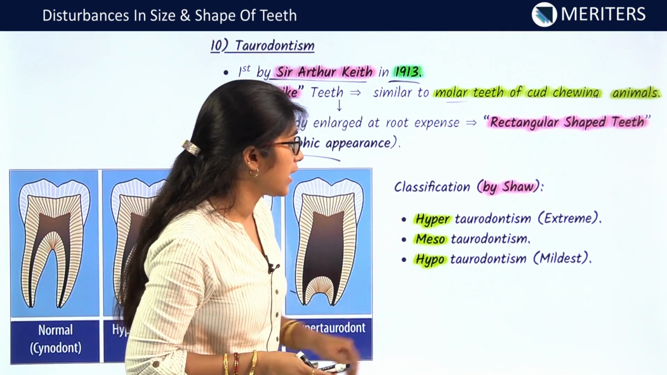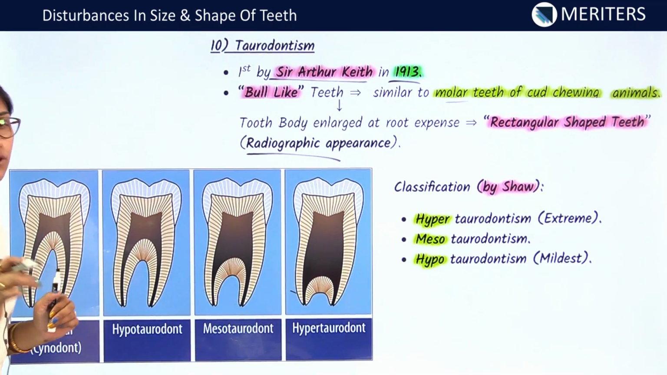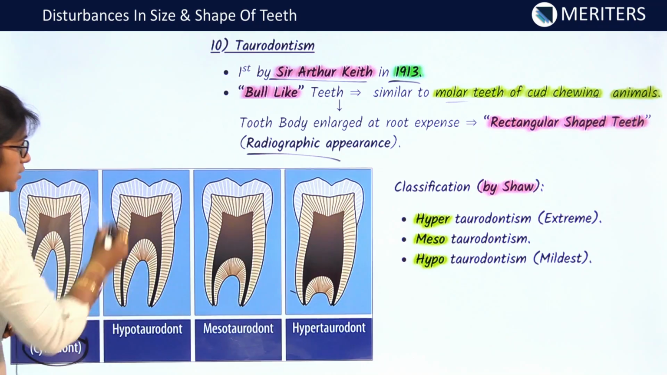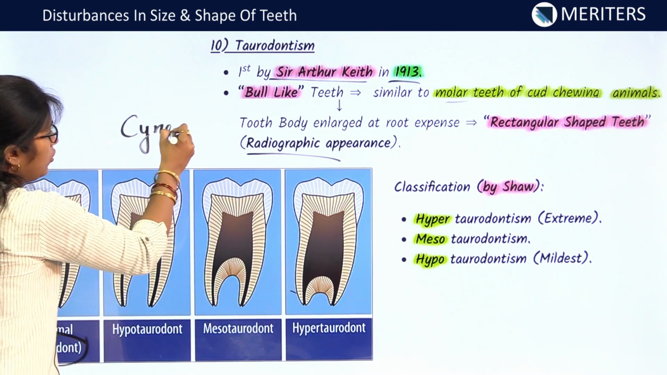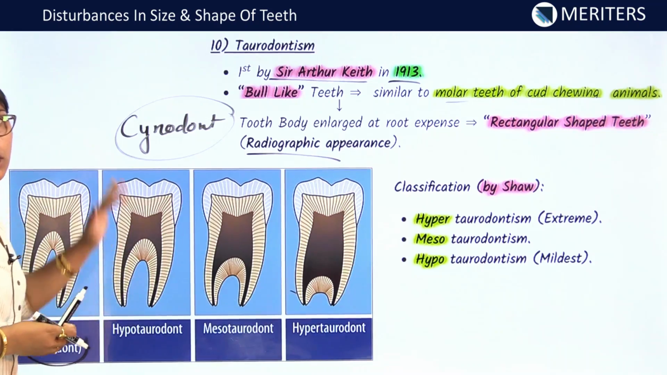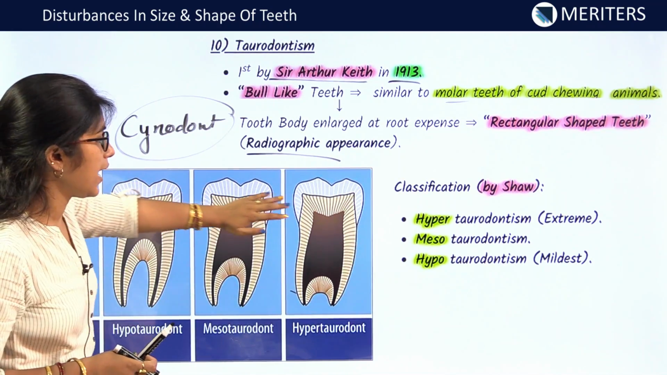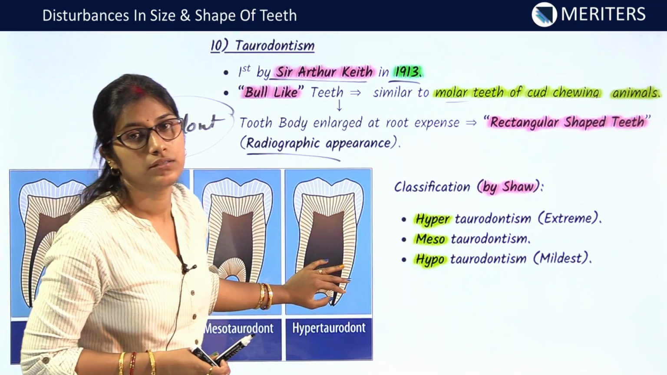And now you got the classification also, classification by Shaw. This is normal. Normal is known as cynodont. Now this term you should know. This cynodont is normal. Do not confuse that this is also a part of classification. This is the normal tooth. Now then hypo, meso and hypertaurodont are the other terms.